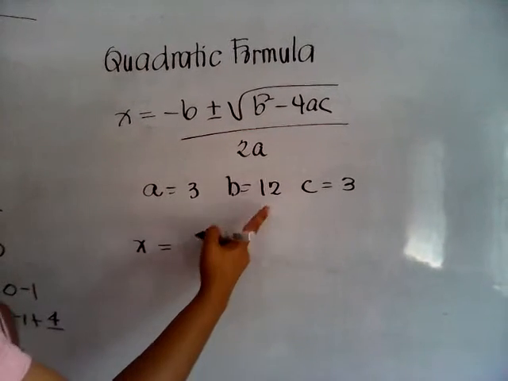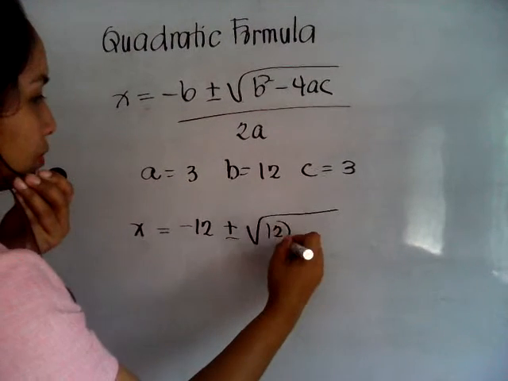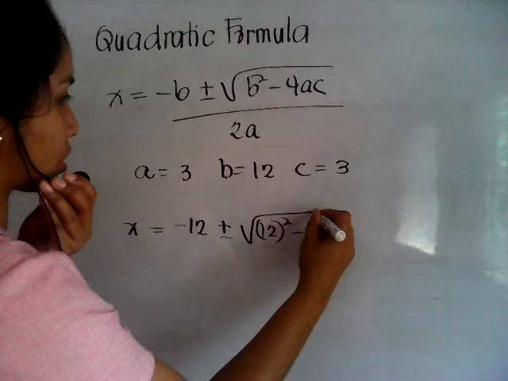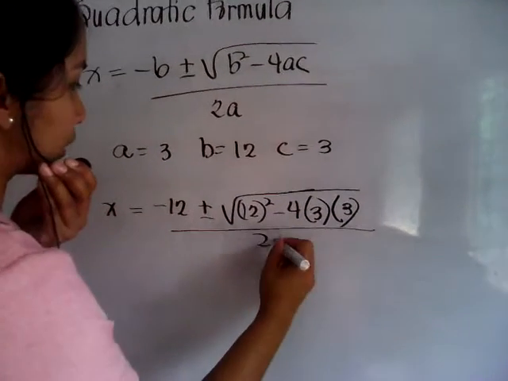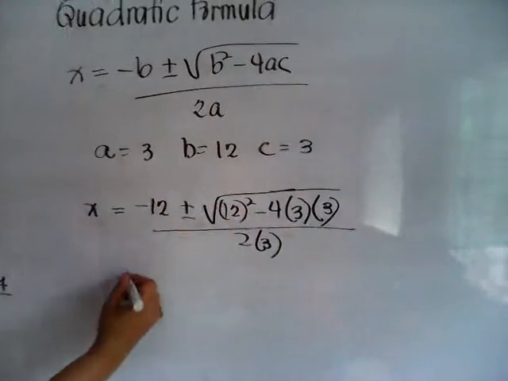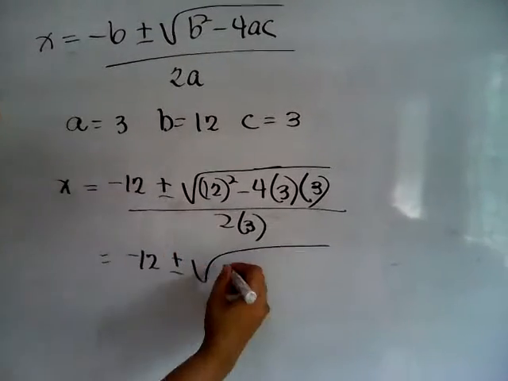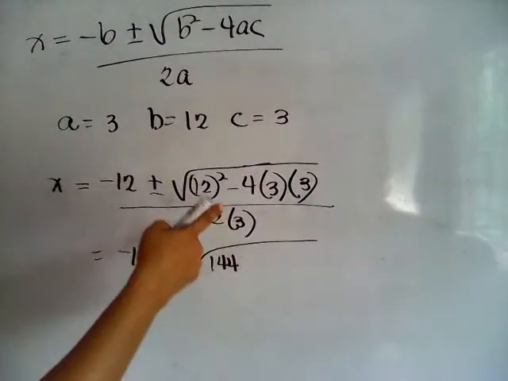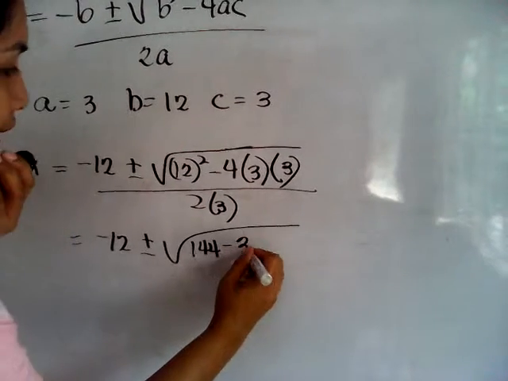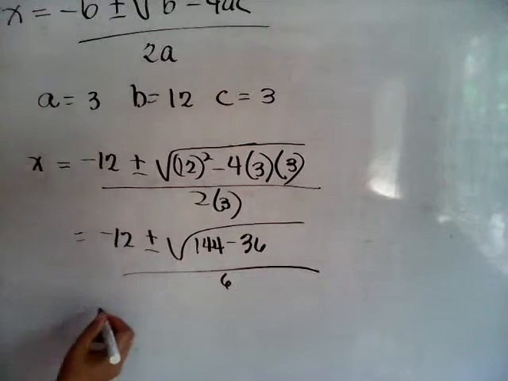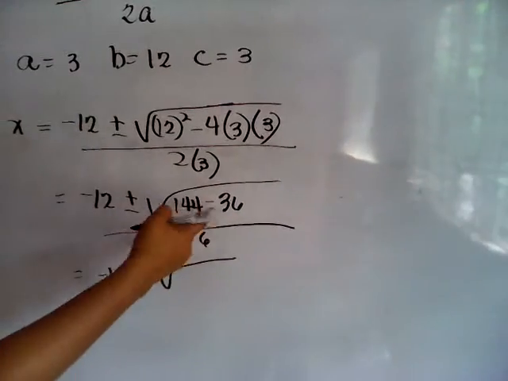x equals, our b is 12, therefore we have negative 12 plus or minus the square root of 12 squared minus 4 times a, which is 3, times c, which is 3, over 2 times 3, since our a is 3. We have negative 12 plus or minus, 12 squared is 144. And then you have to multiply 4 times 3 times 3, which is 36, over 6. Then let us simplify.